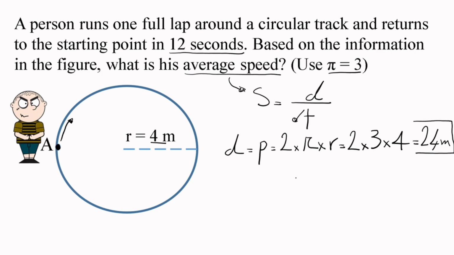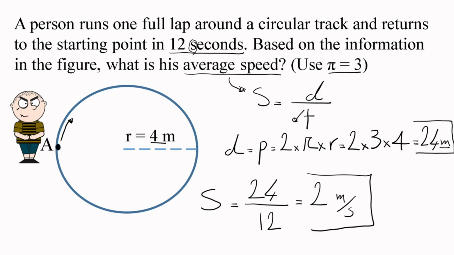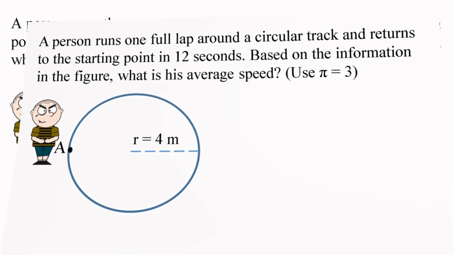Now I have the D and I have the T. So I can easily calculate the value of average speed. Average speed is equal to D, which I calculated, 24, over T, which is 12. So it's going to be 2. And what is the unit? I have D based on meter and I have T based on second. Units are corresponding. So average speed will be 2 meters per second. And this is the only correct answer of this example.